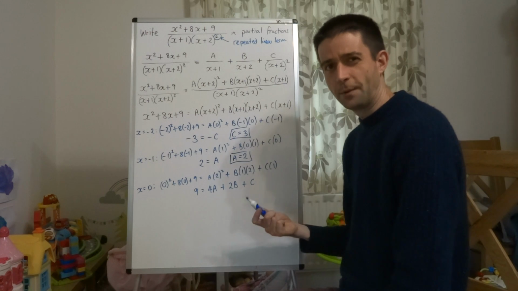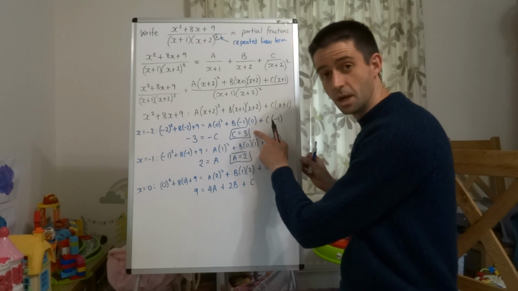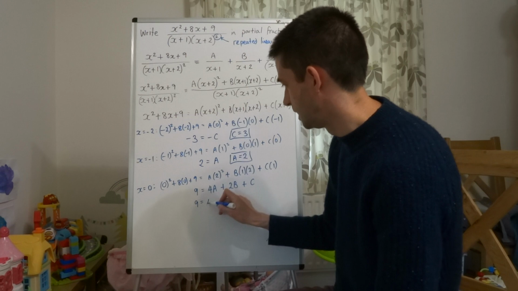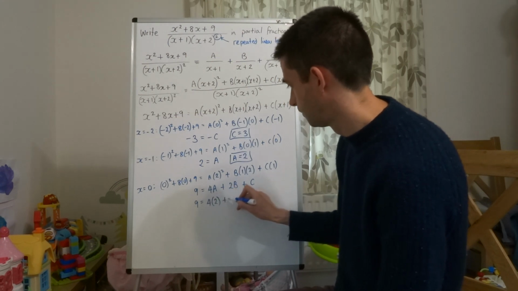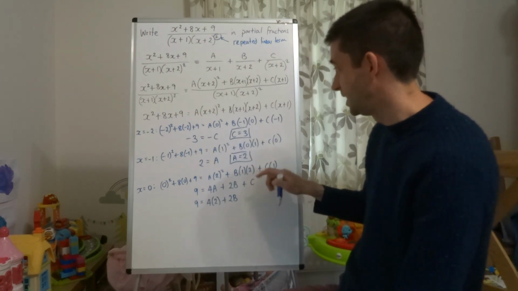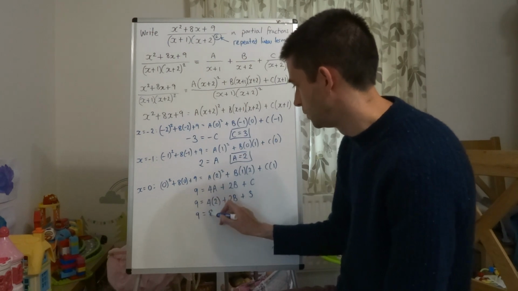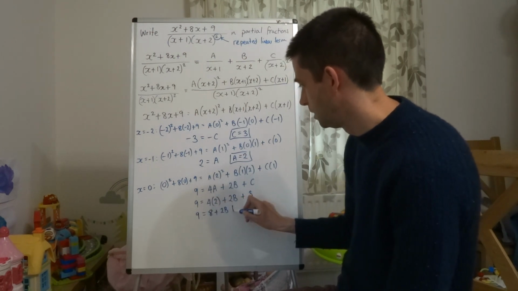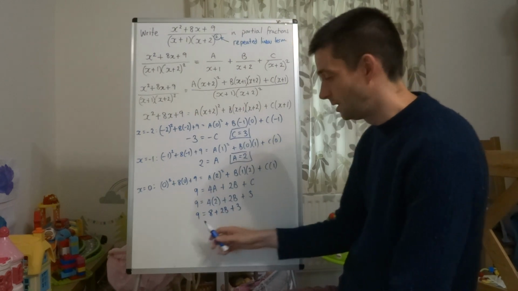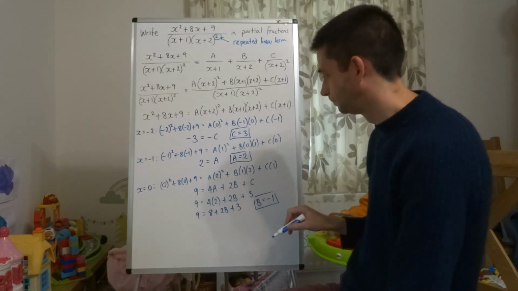And you might think, well, how has that helped? Well, that's helped because we already know the value of a, and we already know the value of c from our previous working. So what I can now do is say that it's 4 lots of 2 plus 2b, b is the one that I still don't know, plus c, which is 3. So 9 equals 8 plus 2b plus 3. So subtract that, I have 2b equals negative 2, and that leads me to b equals negative 1.